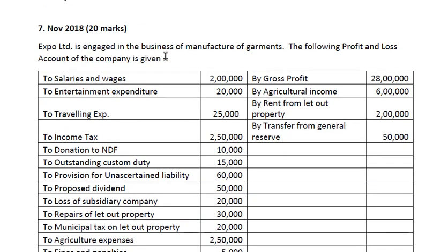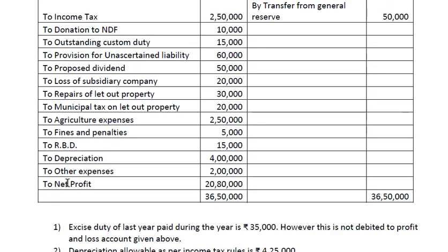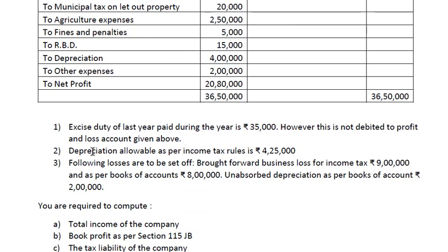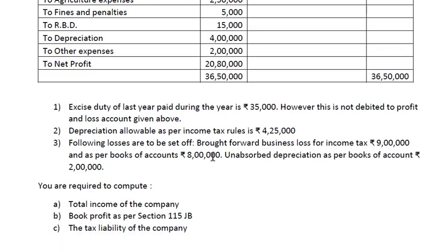Expo Limited is engaged in the business of manufacture of garments. The profit and loss account is given. So the net profit is given. Net profit, add disallowed expenses and less incomes not connected to business. Also take into consideration the additional information given.